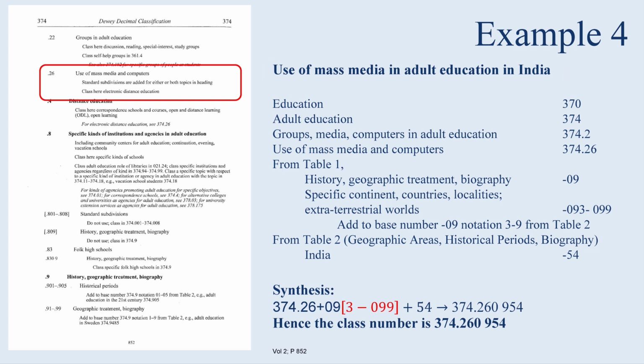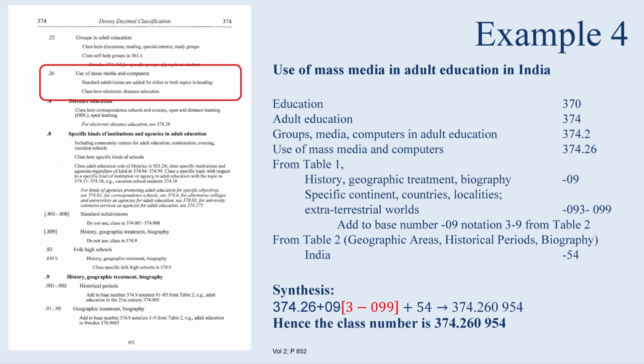The next title is use of mass media in adult education in India. In the third summary we have seen that adult education is in 374. So if we start with 374, there is groups, media, computers in adult education, that is under 374.2. Next, use of mass media and computers comes under 374.26. So, use of mass media in adult education, the number will be 374.26.